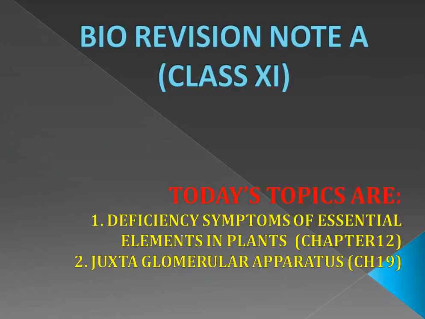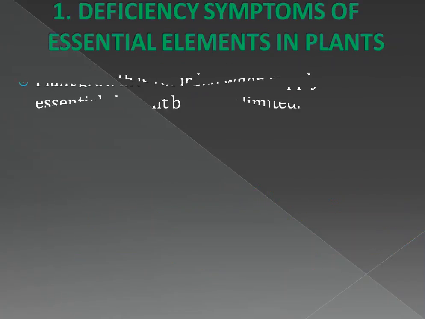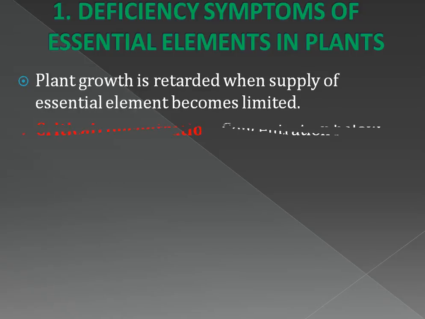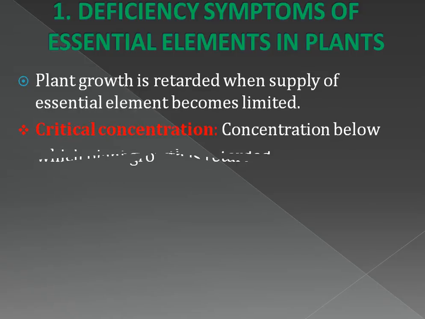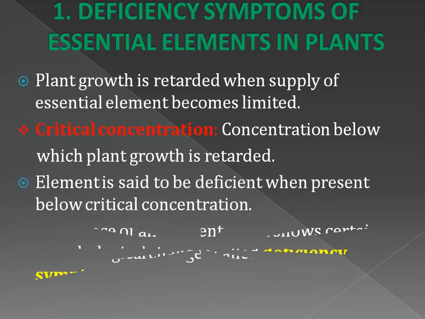These topics are very important for class exam as well as various medical competitive exams. Today's topics for discussion are deficiency symptoms of essential elements in plants from chapter 12 and juxtaglomerular apparatus from chapter 19. First one is deficiency symptoms of essential elements in plants from chapter 12, that is mineral nutrition from plant physiology.